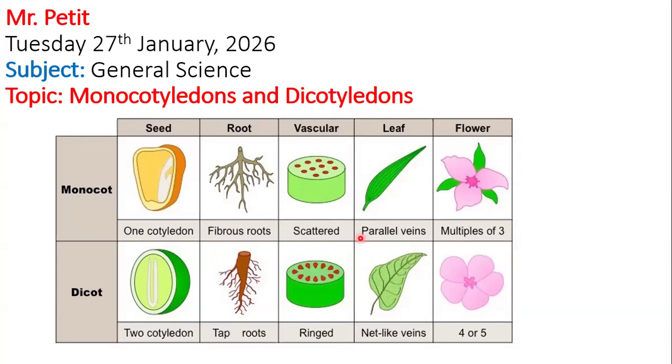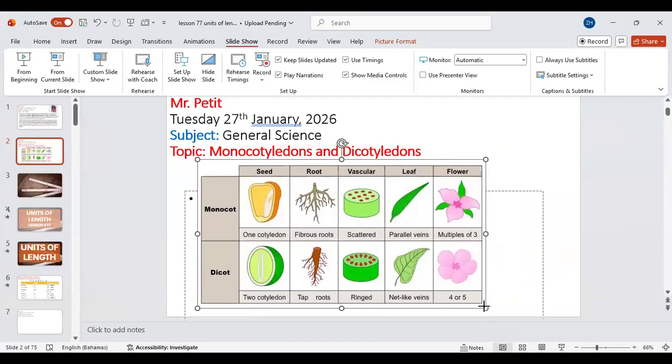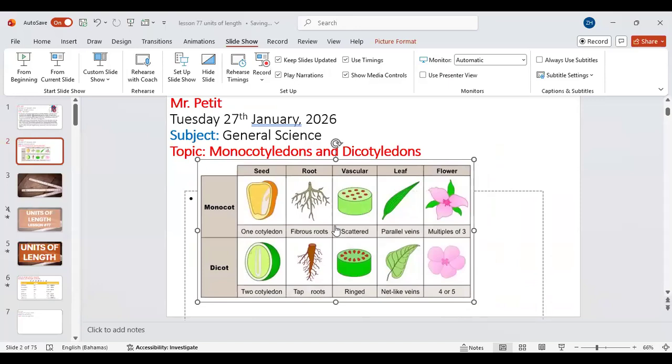Then we have the leaf. For the leaf, the monocots have parallel veins. But what sort of vein orientation does the dicot have? Net-like veins. For the flower, the monocots' petals are arranged in multiples of 3, whereas for the dicots, their petals are arranged in multiples of 4 or 5. This is essentially what we mean by monocots and dicots, right? So that is the difference.